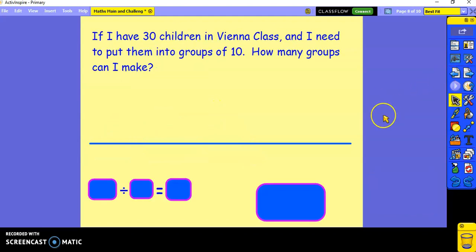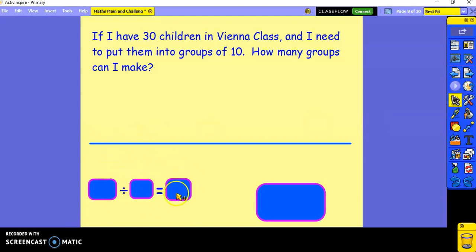So one last one for you to have a go at. If I have 30 children in Vienna class and I need to put them into groups of 10, how many groups can I make? So have a think. What are we going to start with in our number sentence? What are we dividing it into? What are our jump sizes going to be? And then work out how many jumps that you need. So pause the video while you have a go.